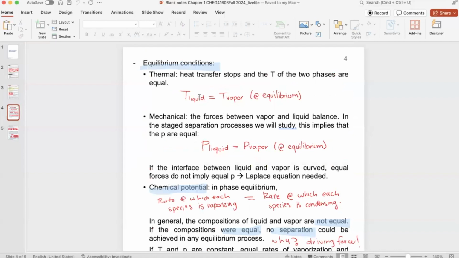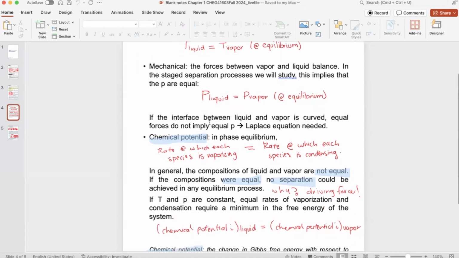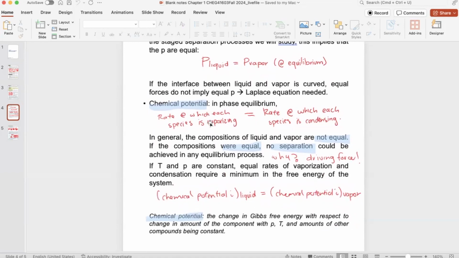What are these equilibrium conditions then? Well, first of all, from the thermal point of view, or heat transfer, this stops when the temperature of the two phases is equal. If we look at this from a mechanical point of view, the forces between vapor and liquid balance. In the stage separation processes we will study, this implies that the pressures are equal. If the interface between liquid and vapor is curved, equal forces do not imply equal pressure. So have that in mind, because we will need to use the Laplace equation.